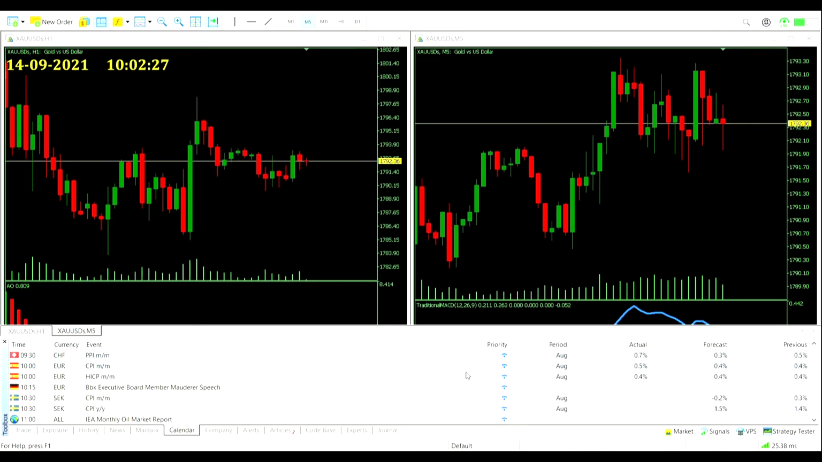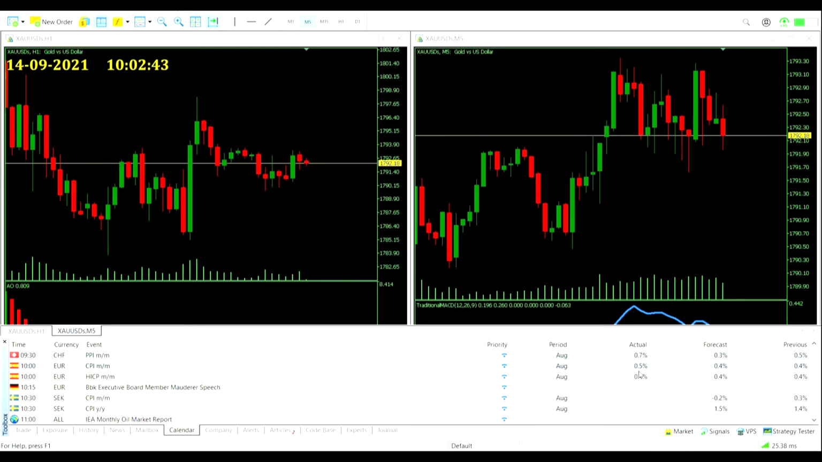And there is our first set of CPI numbers coming on the euro from Spain. And what do you know? A little bit more than expected, 0.5% actual against the 0.4 forecast. I think they would have wanted it to be a little bit under the 0.4, but nevertheless, they'll be happy they didn't spiral out of control with something like a 0.8. Now we'll wait for Sweden's at 10:30 to come through.